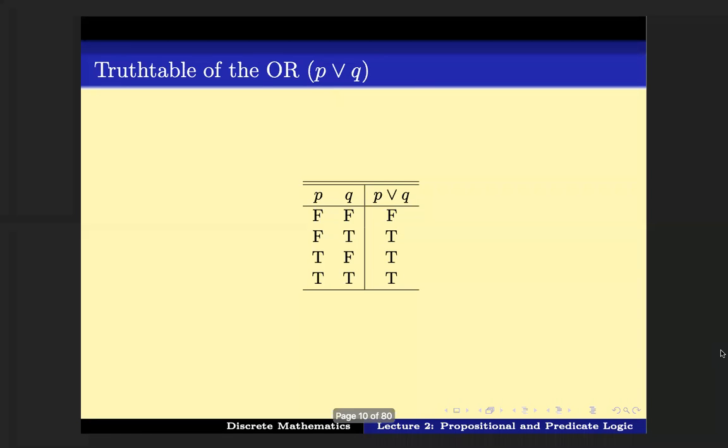Good. Similarly, this OR function has a truth table. Every connective is a function, right? This is the truth table of the OR function. Basically it says that the only time the OR function is false is when both of them are false. If at least one of them is true, then the whole thing becomes true.